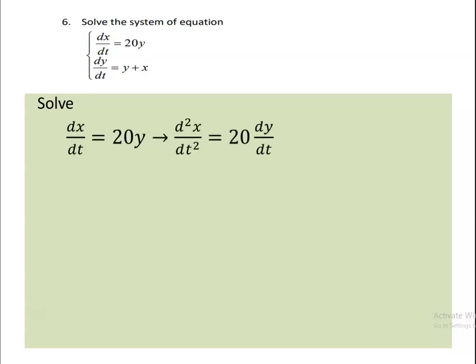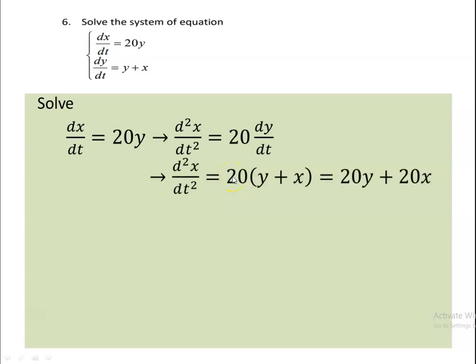dx over dt is 20y. So let's apply the second derivative with respect to t again. The second derivative of x with respect to t is going to be 20 dy over dt. Having this into account, the second derivative of x with respect to t now turns out to be 20 into, because dy over dt is known, it's already given here, dy over dt is y plus x. So when I put y plus x in place of dy over dt, 20 into y plus x can come. So this is 20y plus 20x.